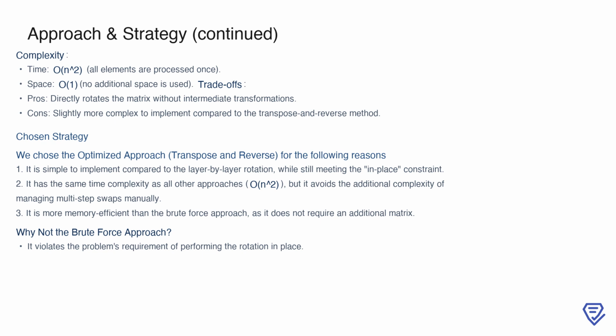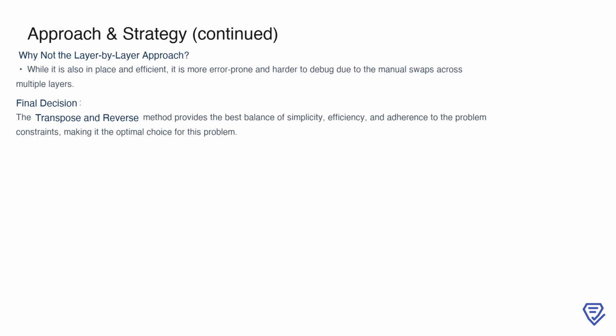write, debug, and maintain. With these considerations in mind, the transpose and reverse method emerges as the preferred choice. It is simpler to implement, avoids the pitfalls of manual swaps, and meets all problem constraints, making it an efficient and practical solution. The layer-by-layer method, though efficient, is not the ideal choice due to its complexity and susceptibility to errors during manual swaps across multiple layers.